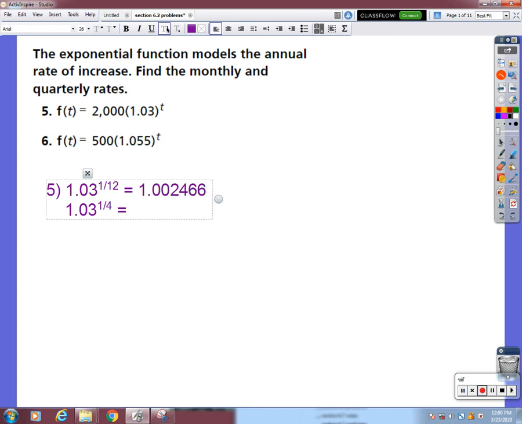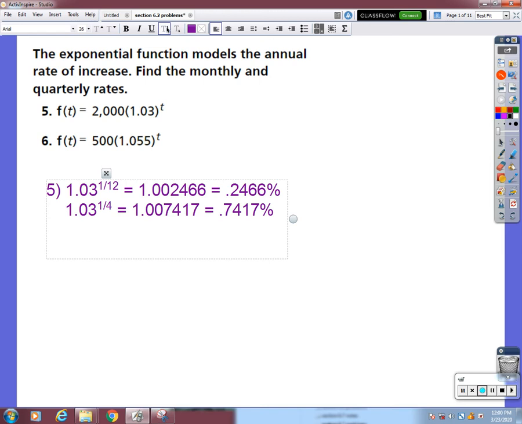That would be 1.002466. So that's 0.2466% would be our monthly rate, and we would expect our quarterly rate to be a little bit higher. And that is in fact the case, because this comes out to be 1.007417, which means that the quarterly rate is 0.7417%.